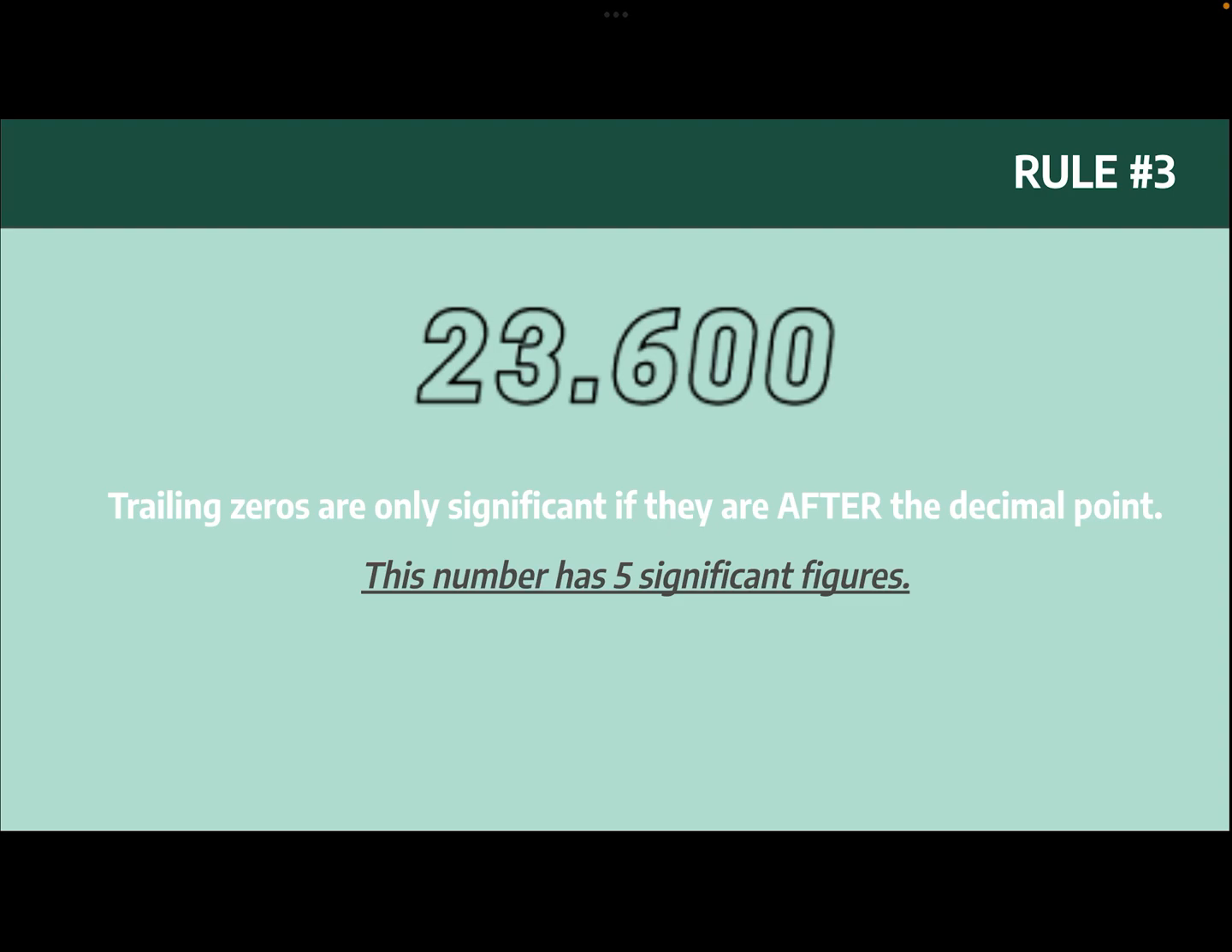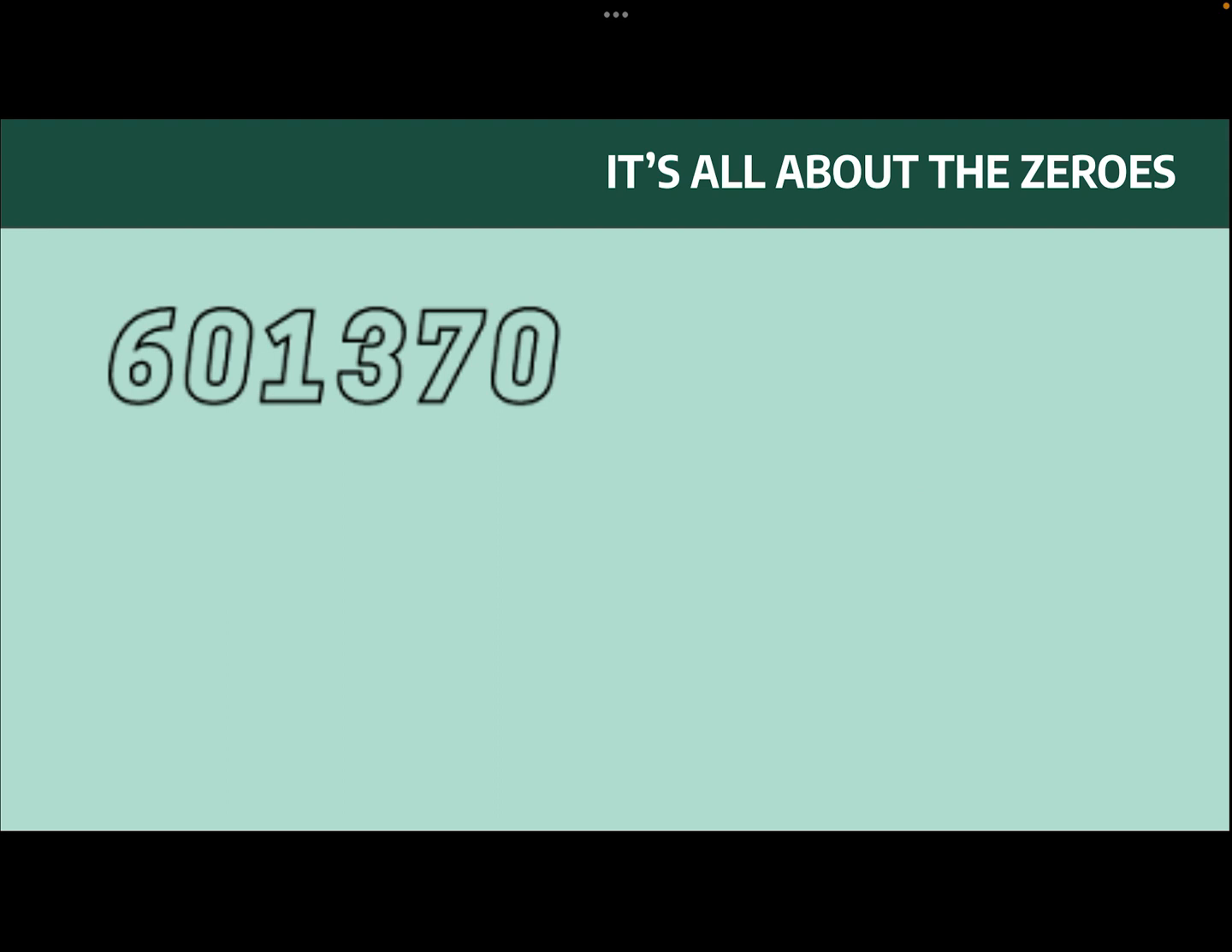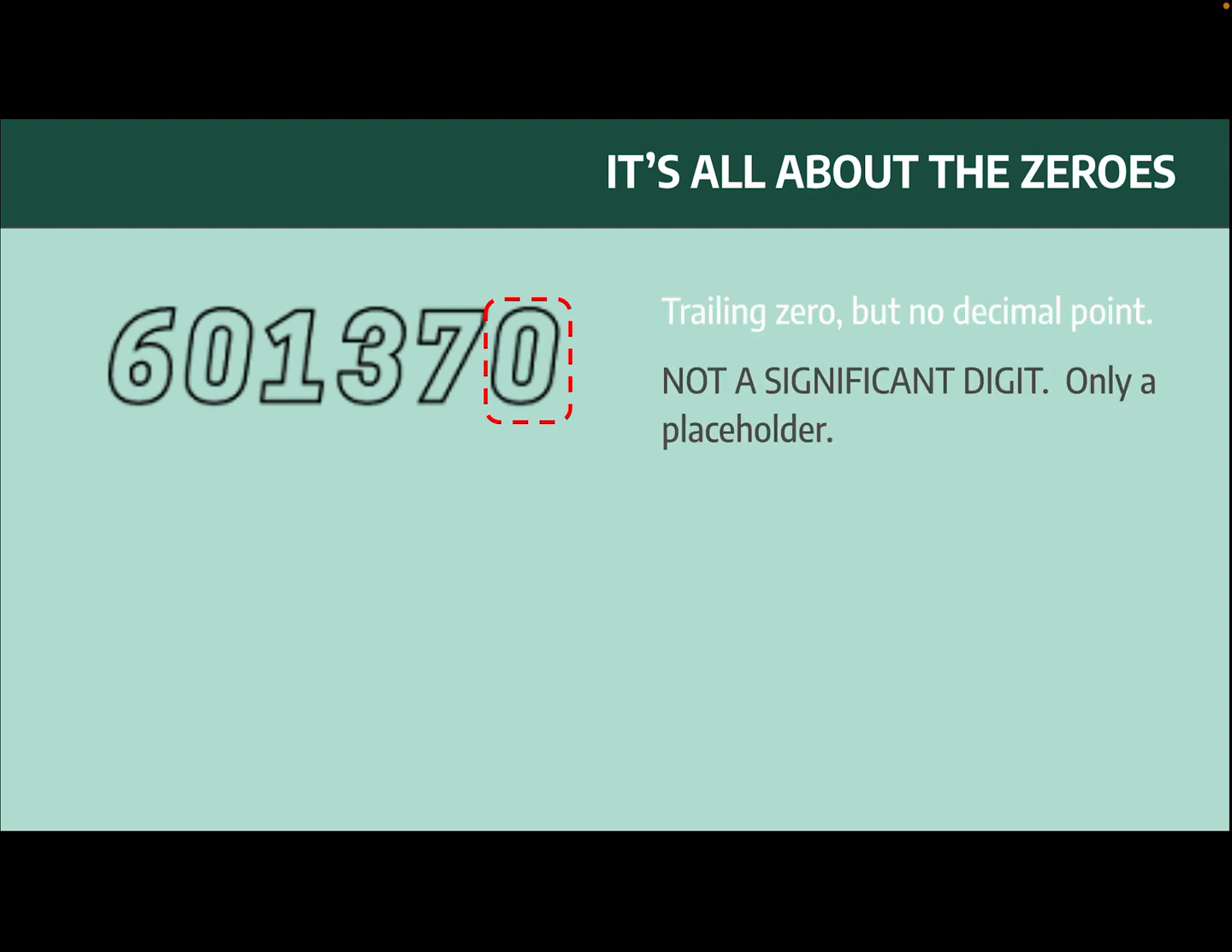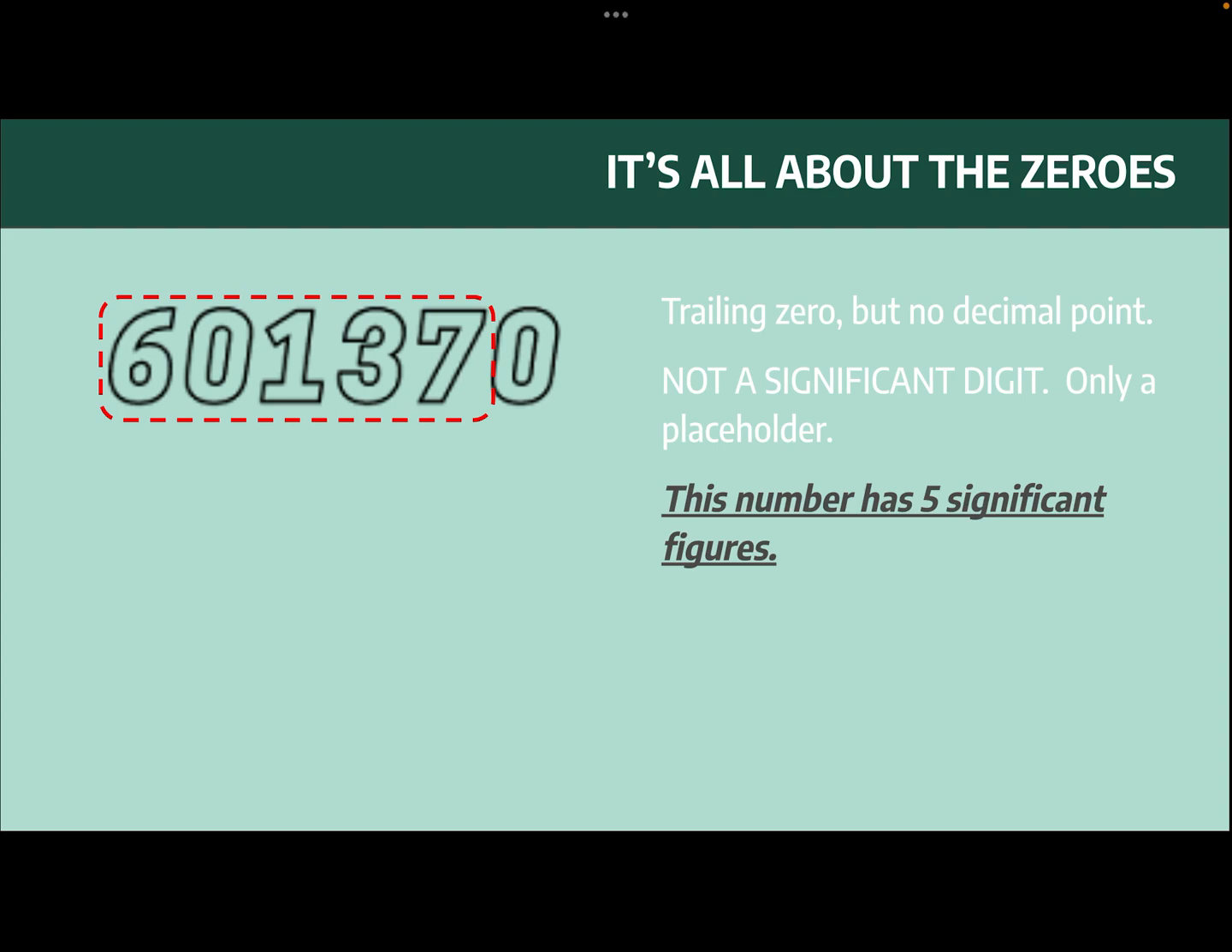This number has 5 significant figures. So let's take a look at some other ones. Let's look at this one: 601370. Notice I have a trailing 0, but that trailing 0 is not after my decimal point. There is no decimal point, so that's not a significant digit. It's just a placeholder. So this number has 5 significant figures. Now, if this had a decimal point at the end of it, 601370 decimal, all of those numbers would be significant, because that's telling you when I put the decimal that this is definite. And I'm assuming there's another 0 on the other side of the decimal.